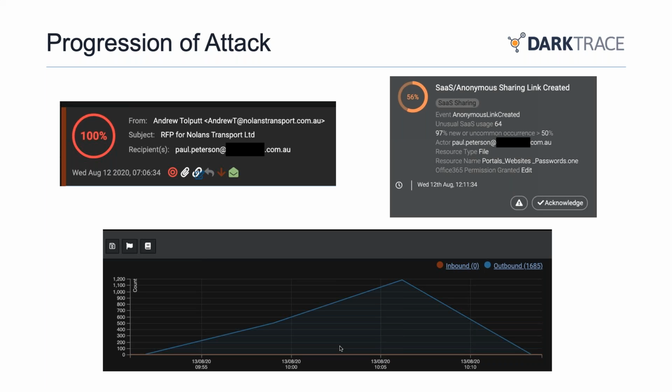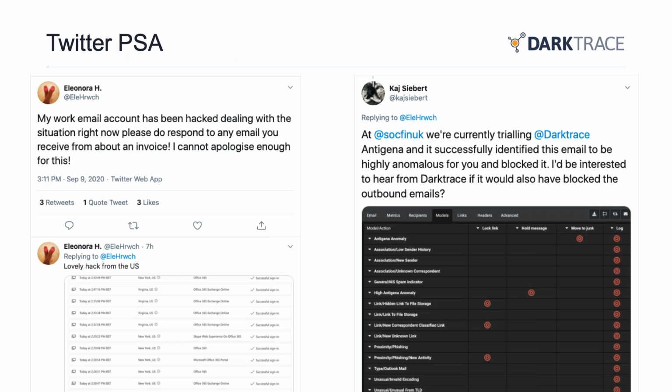And we've seen this then play out also on Twitter, where a very similar situation happened, where somebody that was doing a proof of value, who was testing Antigena, actually was on the receiving end of one of these campaigns. So what we have here on the left is the tweet that we saw by Eleonora. She says, "My work email account has been hacked and I'm dealing with the situation right now. Please do not respond to any emails you receive about an invoice." So Eleonora is now personally trying to get the word out to all of her contacts to say, if you've got an email from me, don't open it, it's a hack.